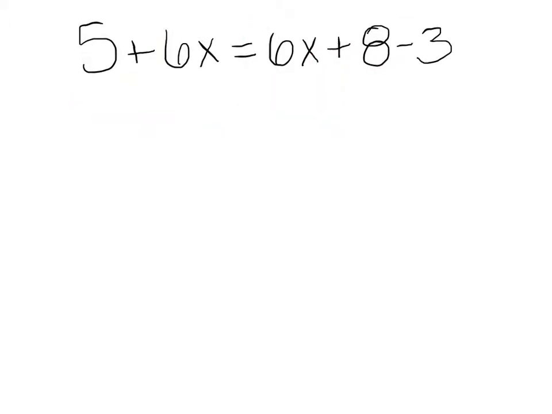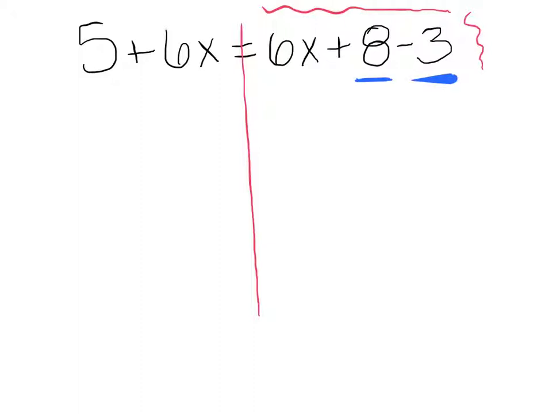Alright, this one is even trickier. We draw our line down the equal sign. We can see that we're not ready to start moving things yet. Look over here on the right side. If we look over here, we see that we have to combine like terms. This is 8. That's negative 3. Those are both numbers. They're on the same side. I can combine them. So let's go ahead and do that.